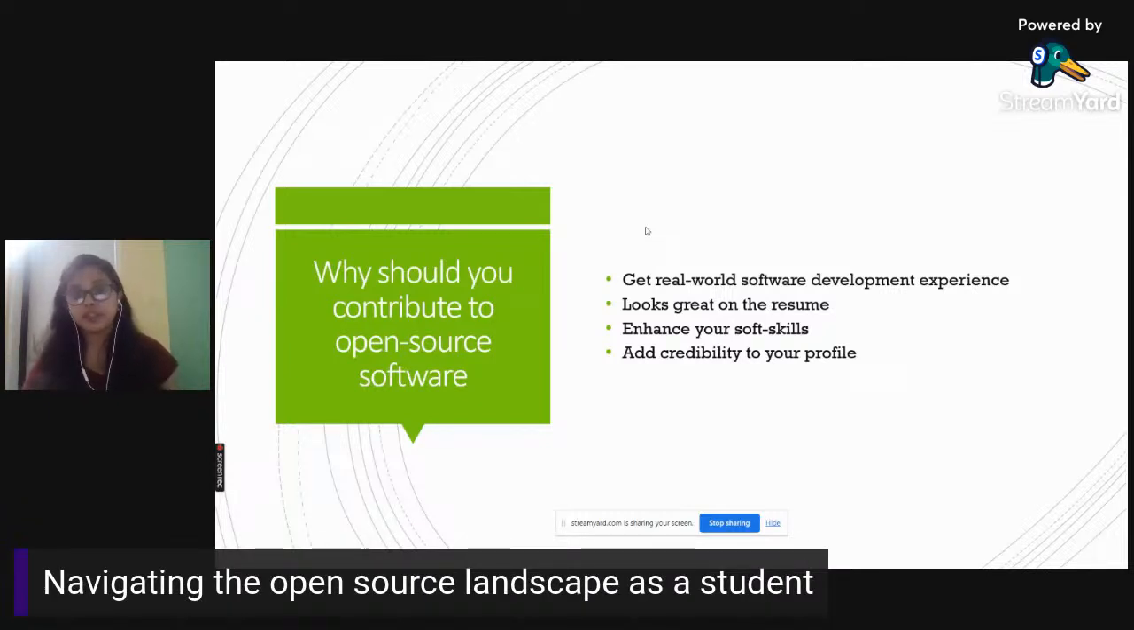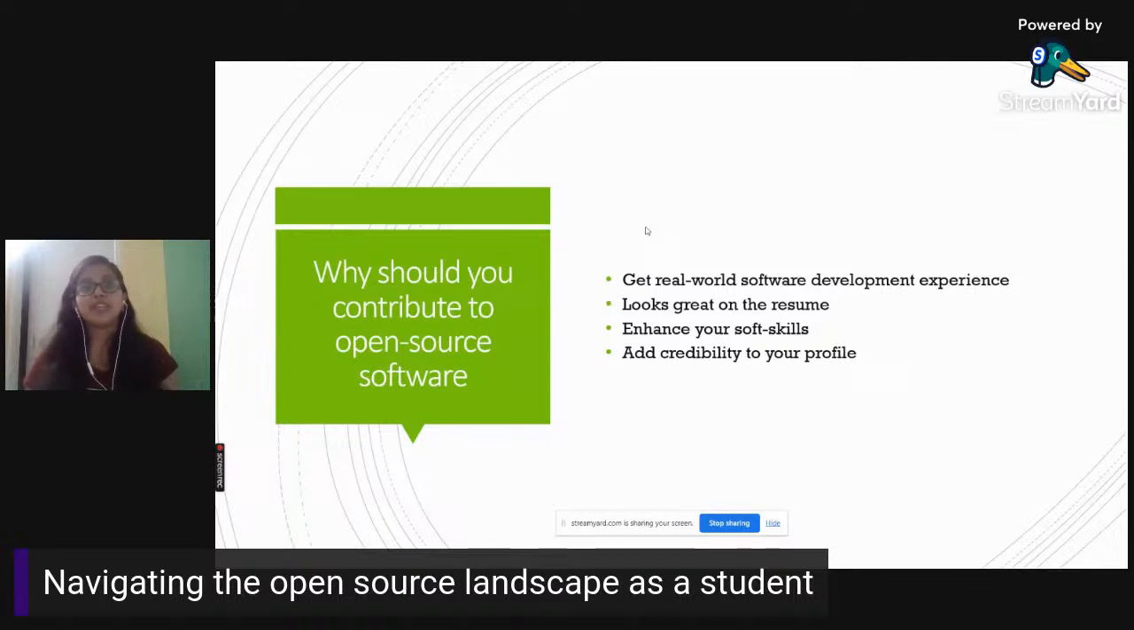thousands of people. Next, it helps you enhance your soft skills. When we engage with the community and start collaborating, it helps us improve our soft skills. And last is adding credibility to your profile. Open source projects' code bases are public. So if we contribute to an open source project, the links to our contributions will be there in our GitHub profile, and that helps to add something called credibility and proof of work.